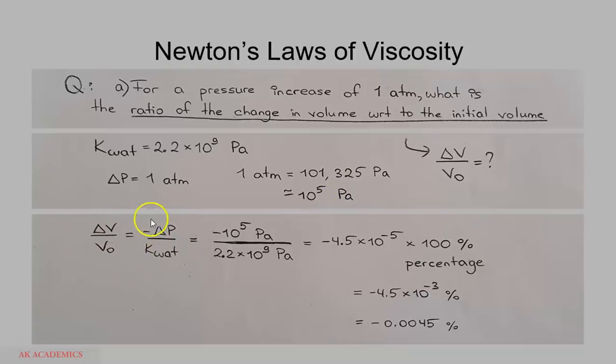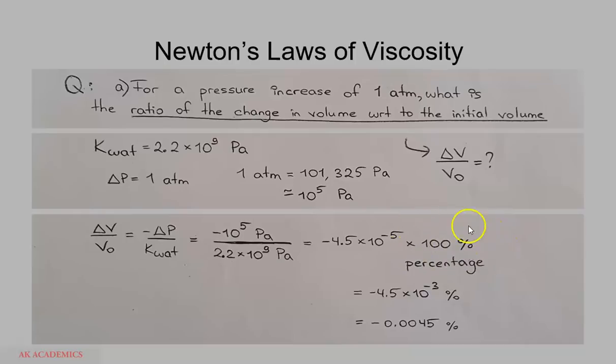Let's go back to this equation that we know. We have already identified this equation: change in V over V naught is equal to minus delta P divided by the bulk modulus of water, and that will give us minus 10 raised to power 5 pascal divided by 2.2 times 10 raised to power 9 pascal. If you do that, we are going to obtain minus 4.5 times 10 raised to power minus 5, multiplied by 100%. We are converting this to percentage.